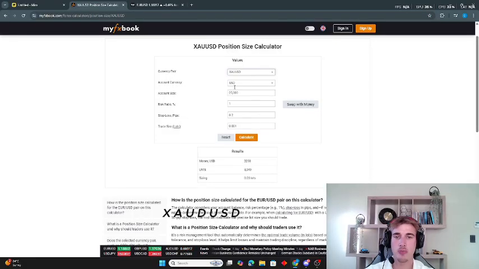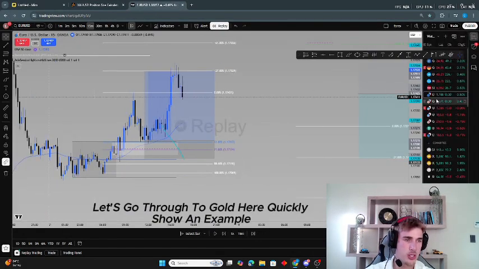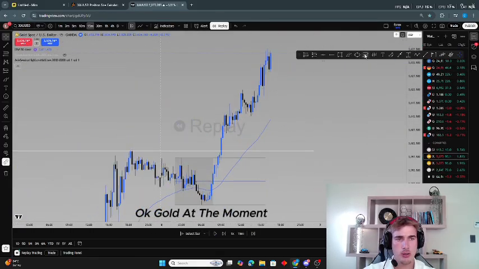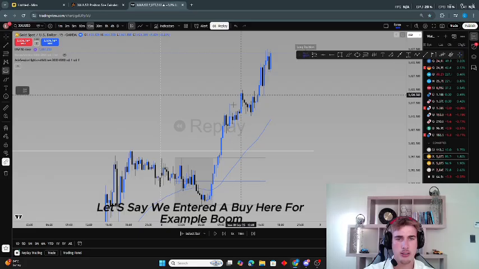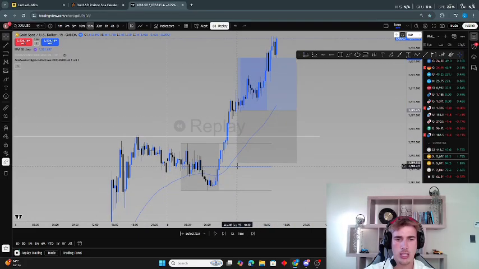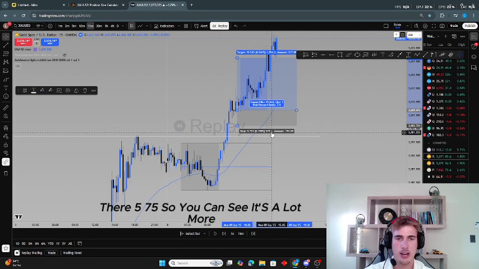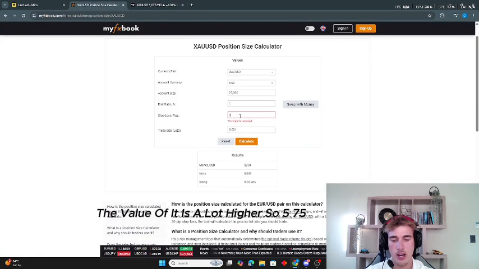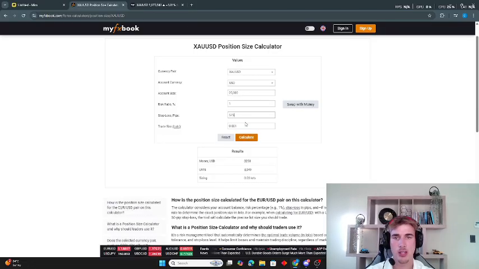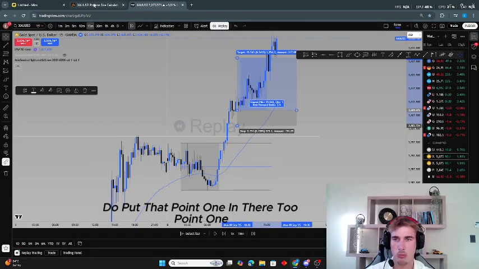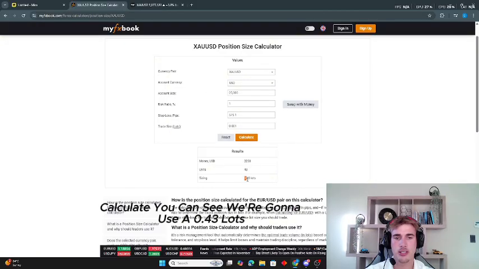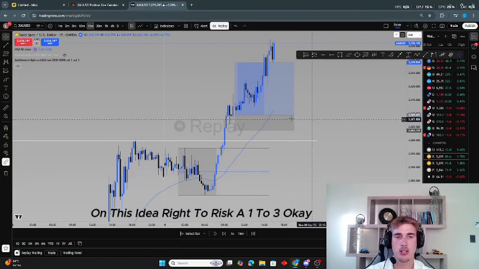XAUUSD. Let's go through to gold here quickly. Show an example. Okay, gold at the moment. Let's say we entered a buy here, for example. Boom. Our stop loss is below that little level there, 575. So you can see the value of it is a lot higher. So 575. And you want to make sure that you do put that 0.1 in there too. 0.1, calculate. You can see we're going to use 0.43 lots on this idea, right, to risk a 1-to-3.